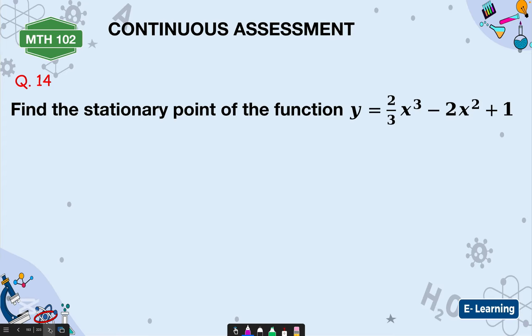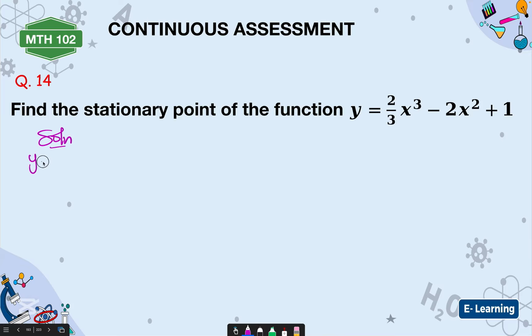The next question says, find the stationary point of the function. Now, when we talk about the stationary point of the function, we are talking about the point at which the dy/dx is equal to 0. Are you getting it now? The x and y point at which the dy/dx is equal to 0. So let us find that.